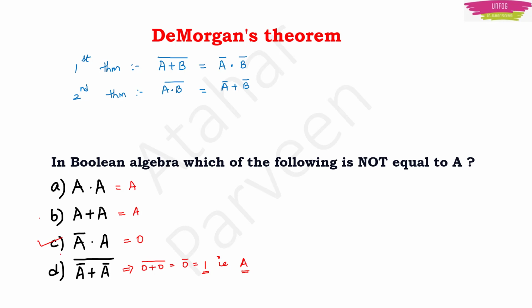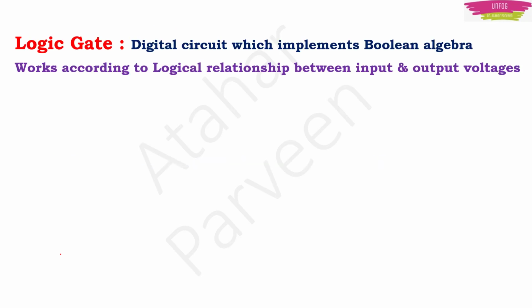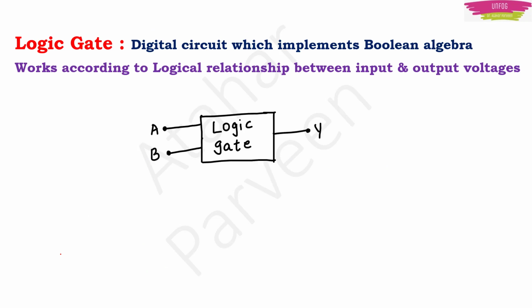We can implement this Boolean algebra in a digital circuit known as a logic gate. This circuit works according to the logical relationship between input and output voltages. It may have one or more inputs, but it will have only one output. The output will be a Boolean expression which will involve Boolean variables and the operations performed by the logic gate.